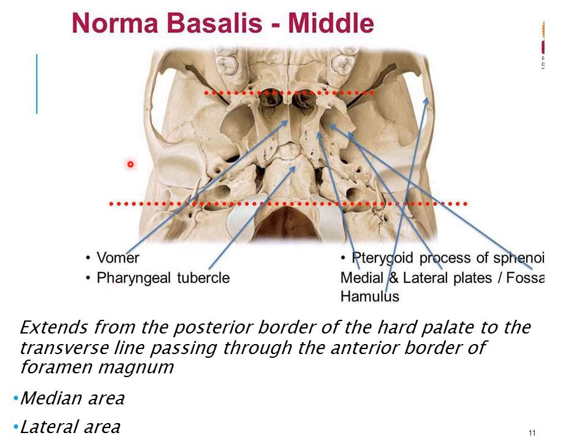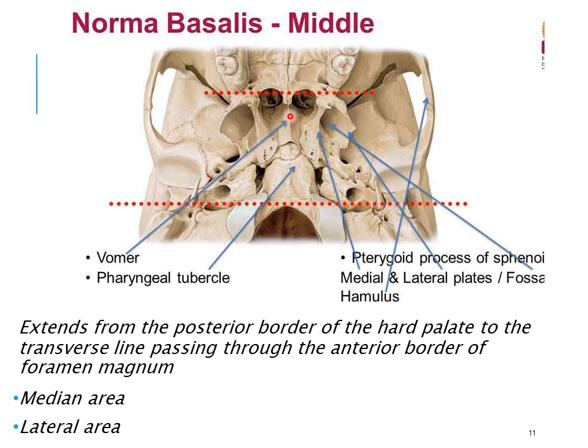Okay, let us discuss the Norma basalis, middle part of the Norma basalis. It extends from posterior border of the hard palate up to the transverse line passing through the anterior border of the foramen magnum. Okay, so it is divided into two parts, a median area and a lateral area. In the median area, you can make out the vomer bone here.